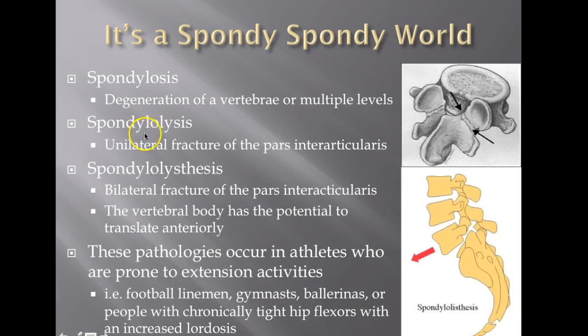The spondylolysis is a fracture on the pars interarticularis. So it would be just one side of the vertebrae here. And finally, the spondylolisthesis is a bilateral fracture, so two fractures here, and that would allow the vertebrae, the whole body of the vertebrae, to actually translate anteriorly. So that can be very dangerous.